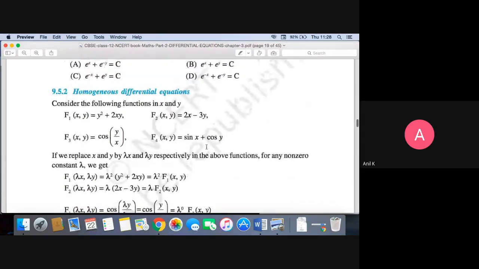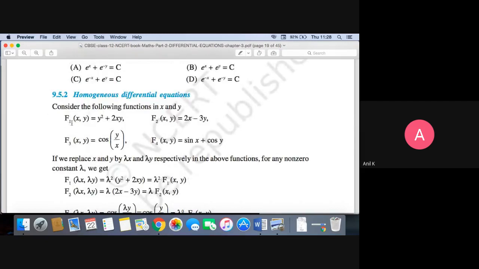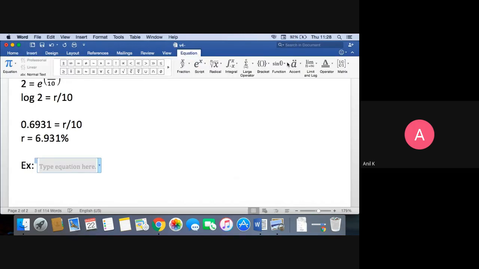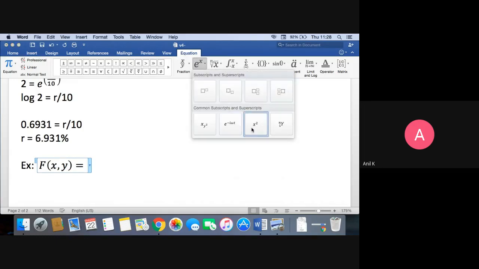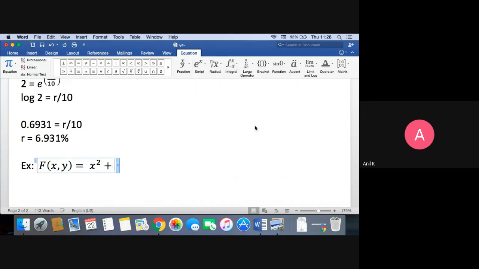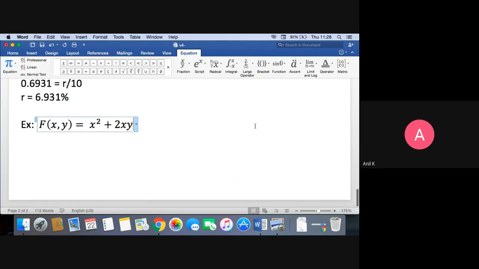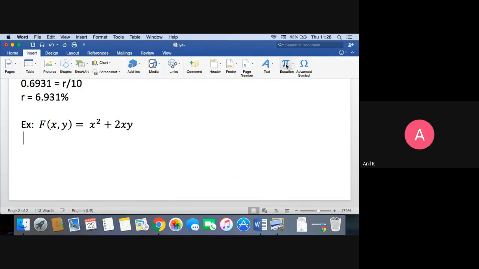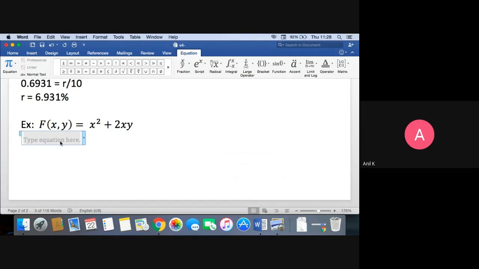For example, the first function, I am taking f of x comma y. So let me write here: f of x comma y equals x square, I'm taking some random function, x square plus maybe 2xy. In the next step, what I have to do is substitute lambda x in place of x and lambda y in place of y.